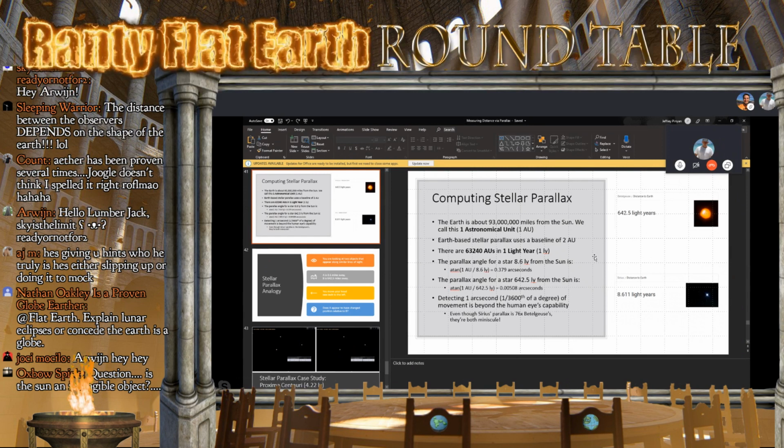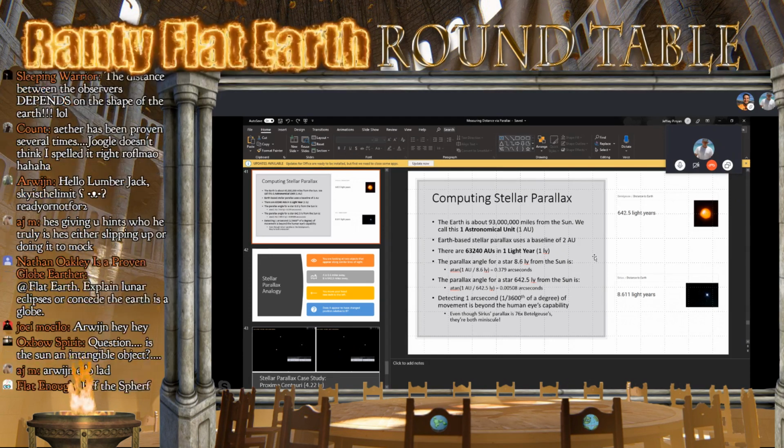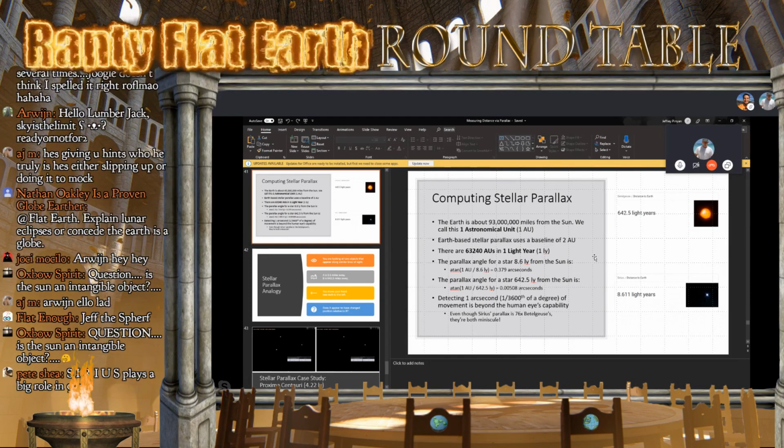Betelgeuse, which is about 642.5 light years away, has a parallax of 0.005 arc seconds. So it's true that Sirius's parallax is 76 times as much as Betelgeuse's. However, both measurements of parallax are less than 1 arc second, which is 1/3600th of a degree. And that amount of movement is undetectable to the human eye.